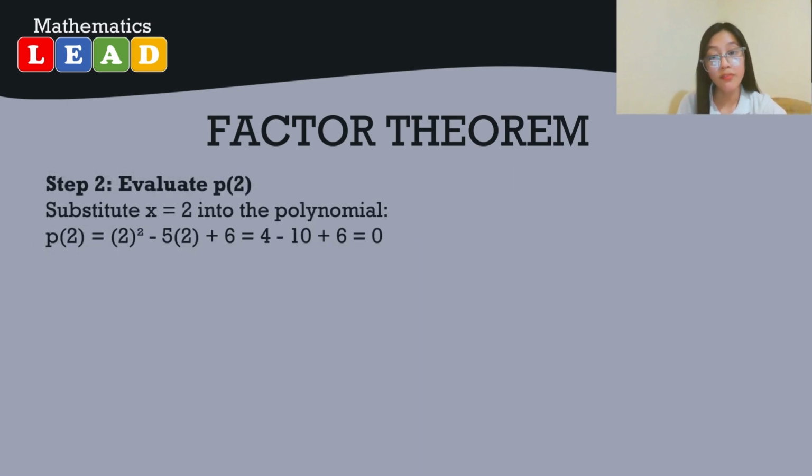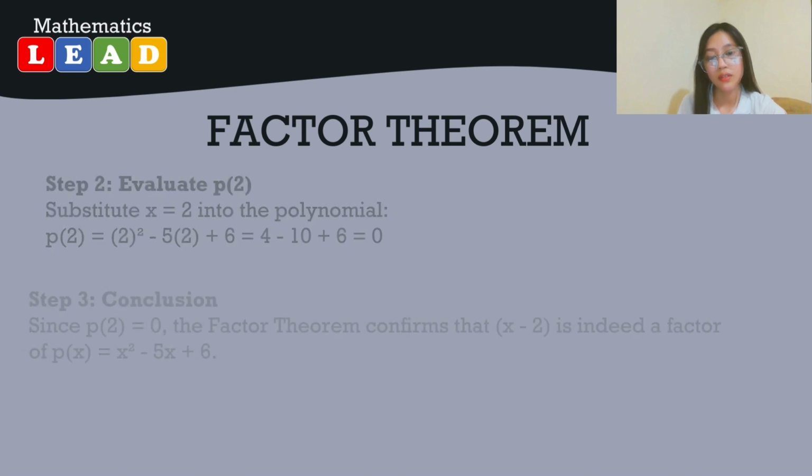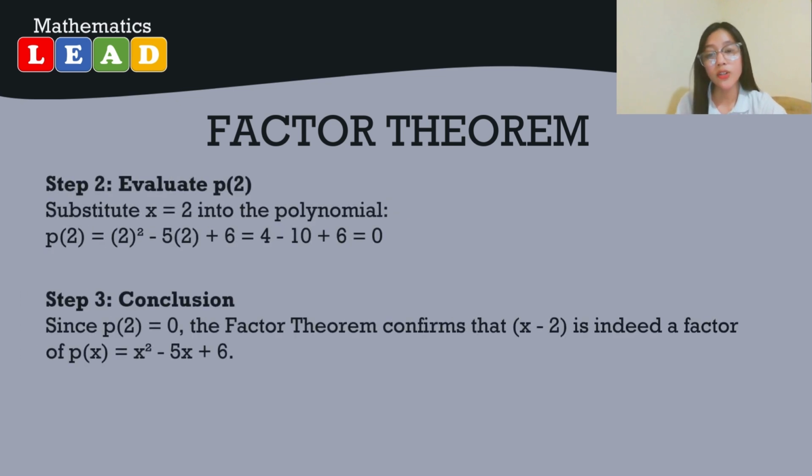Then step 2, evaluate p of 2, which is you're going to substitute x is equal to 2 into the polynomial. So with that, we have p of 2 is equal to 2 squared minus 5 multiplied by 2 plus 6. It's equal to 4 minus 10 plus 6 equals 0. So for our conclusion, since p of 2 is equal to 0, the factor theorem confirms that x minus 2 is indeed a factor of p of x equals x squared minus 5x plus 6.